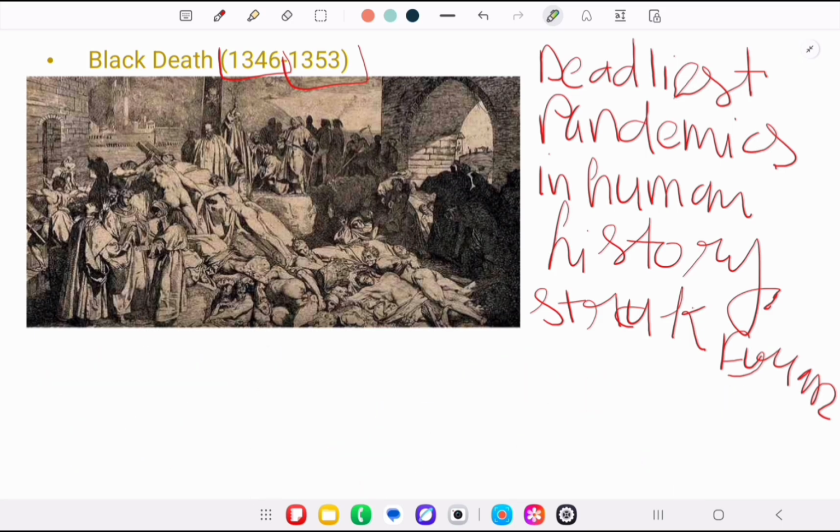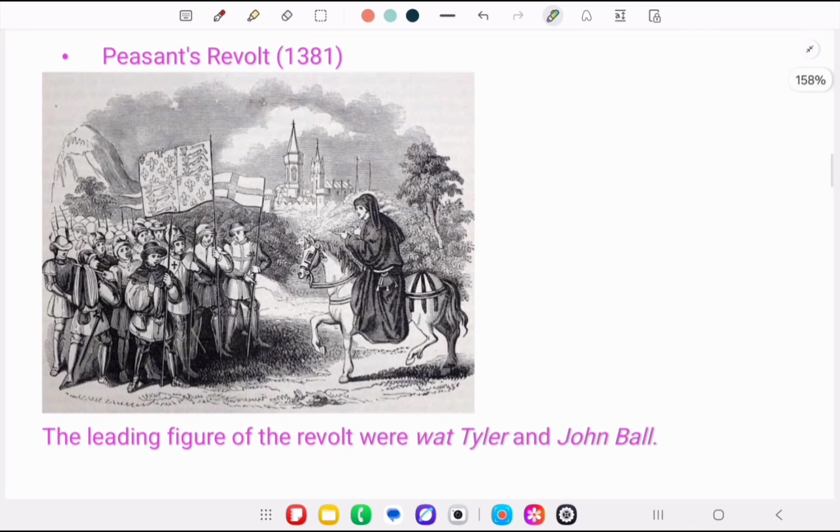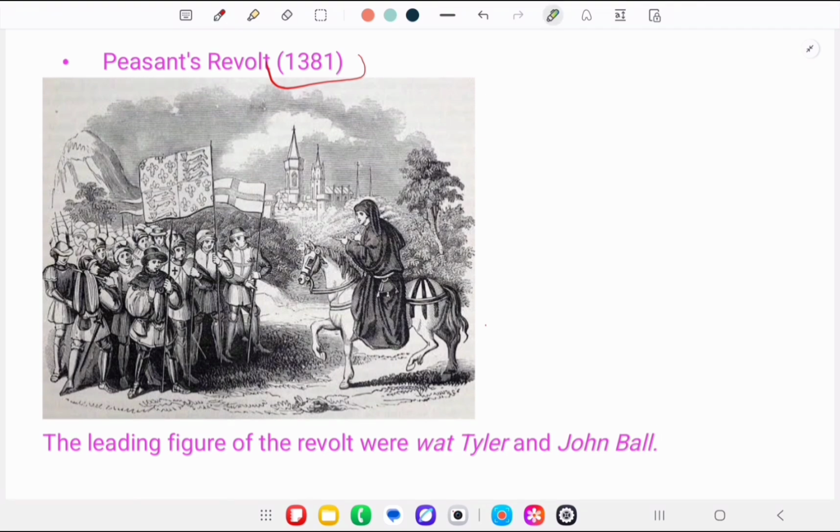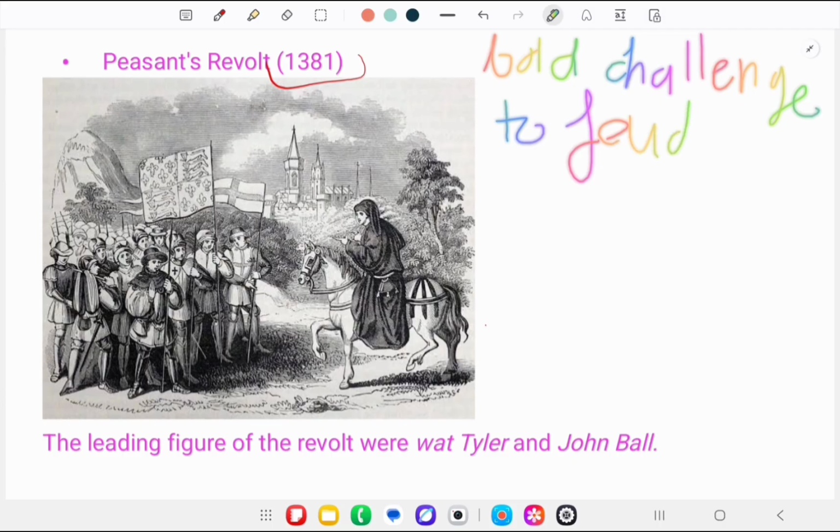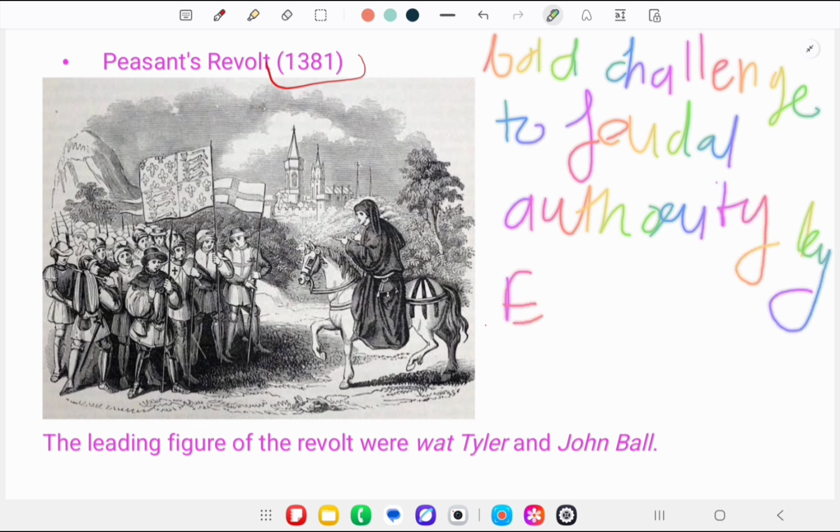After that, the Peasants' Revolt. It happened in 1381 and serves as a landmark, representing a bold challenge to feudal authority by England's peasants.